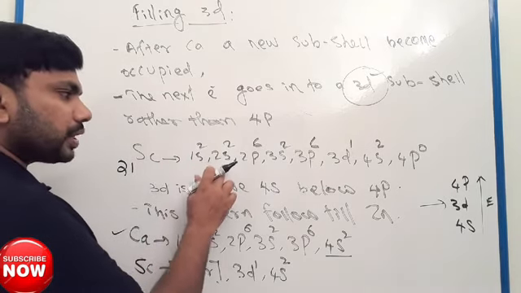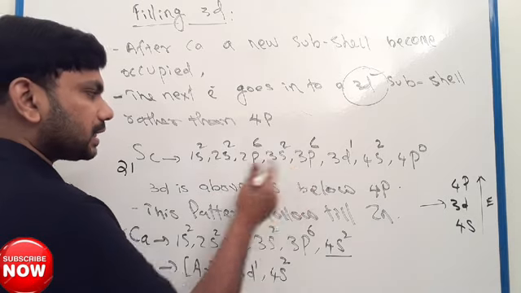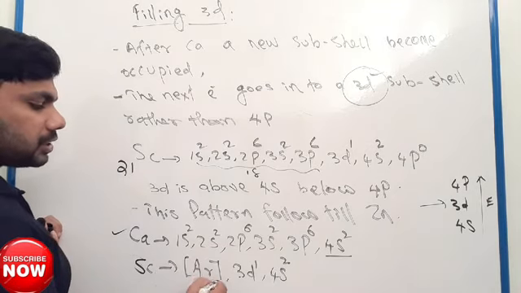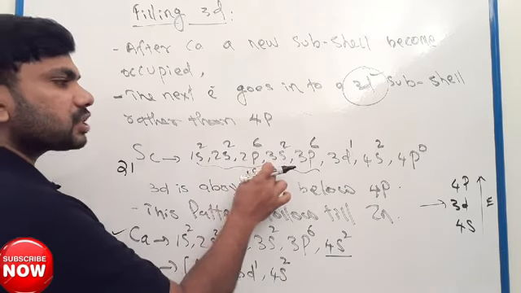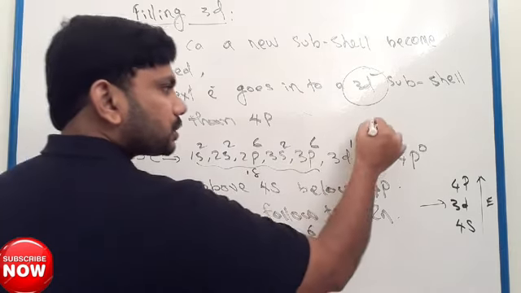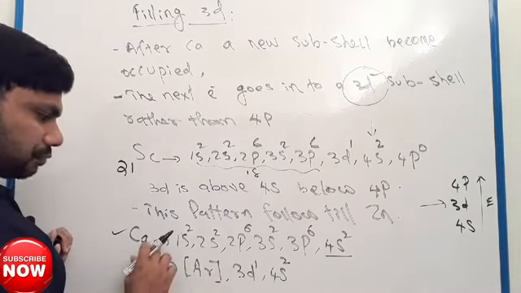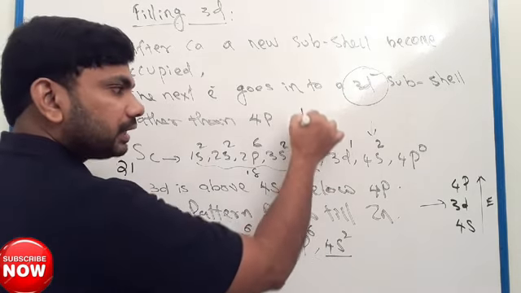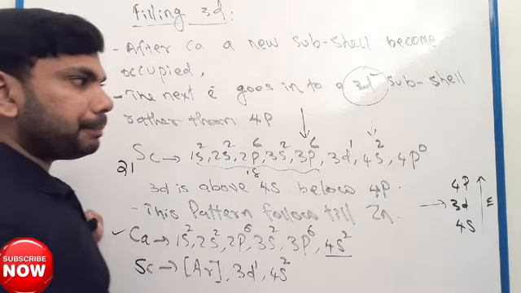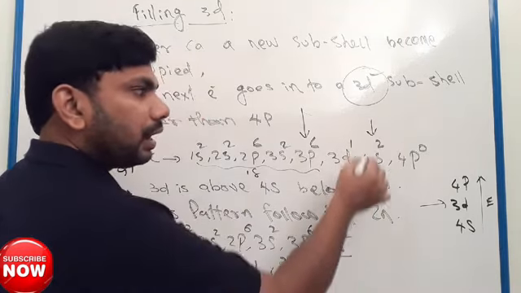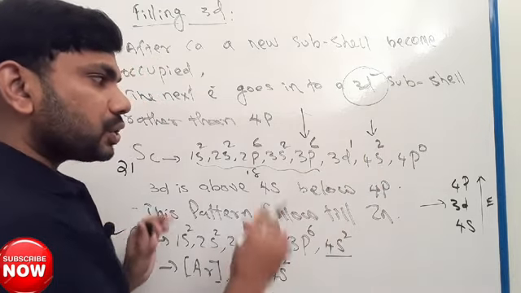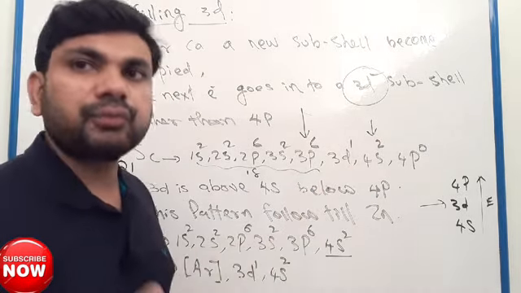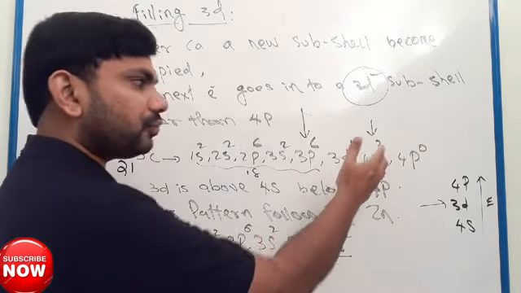1s2, 2s2, 2p6, 3s2, 3p6. This is 18, so you can mark it as argon in a square bracket. After that, 4s2, which makes 20 electrons. After 4s2 comes 3d1. This is the way of writing: we write 3d1 first, then 4s2, but electrons are filling 4s first.